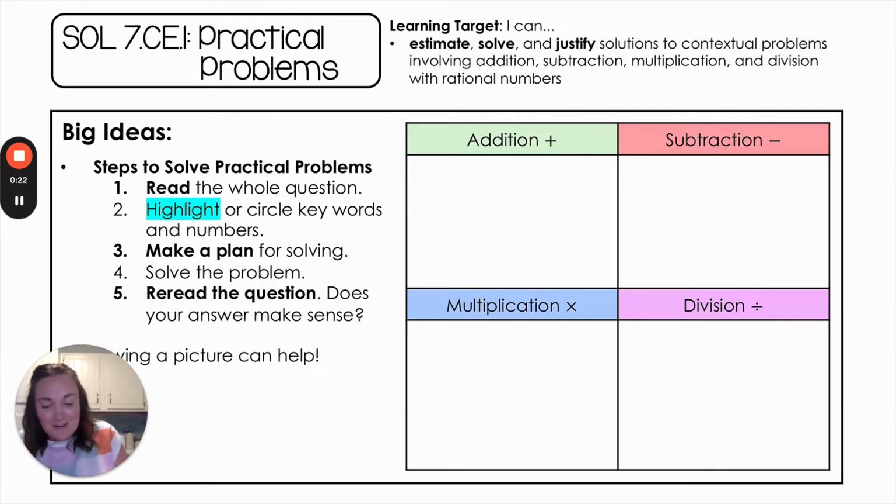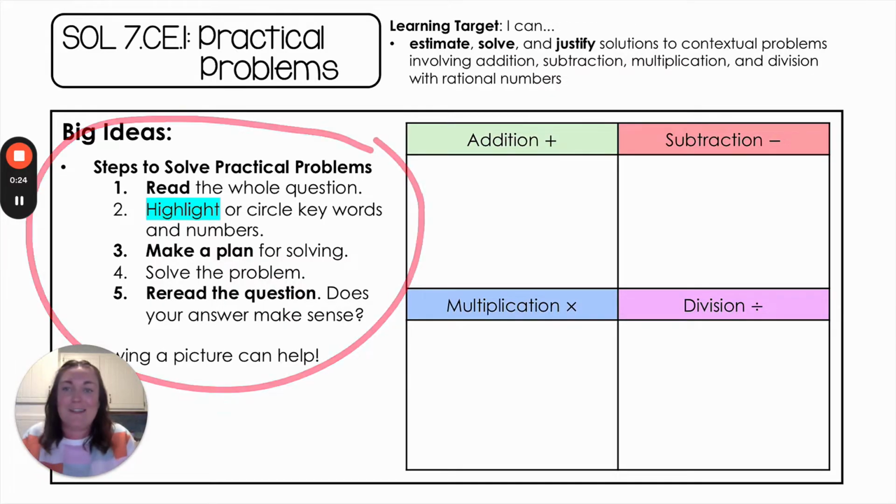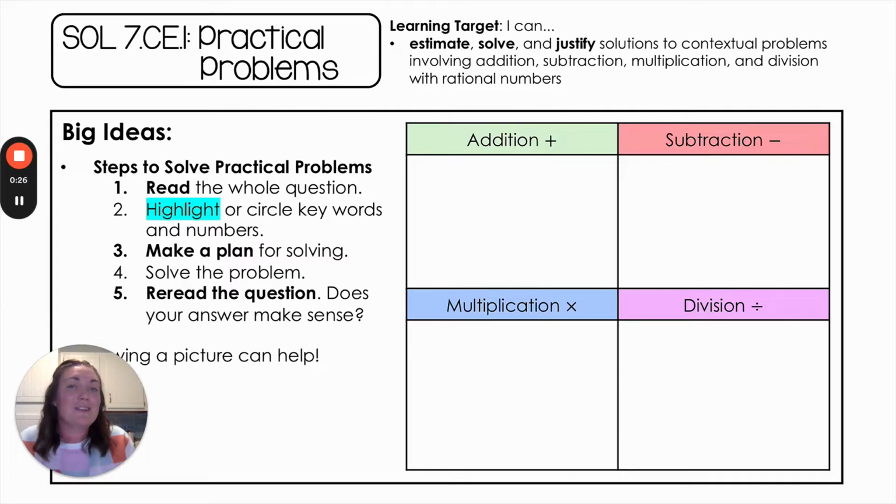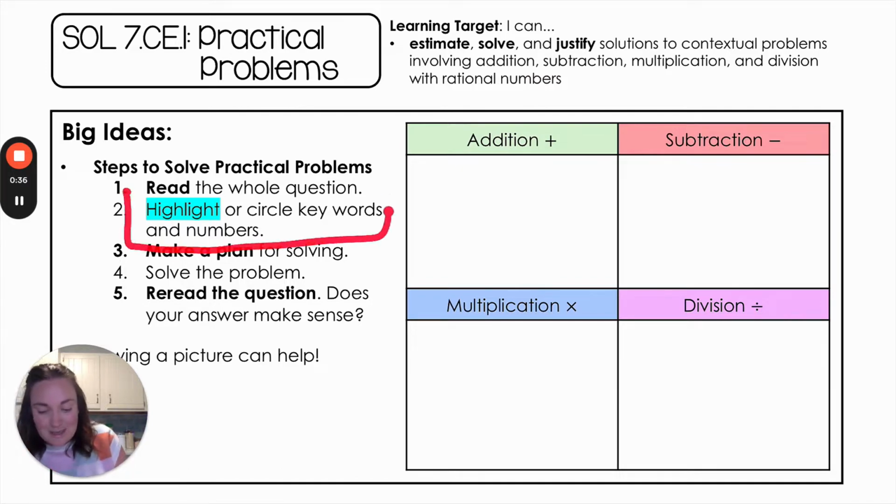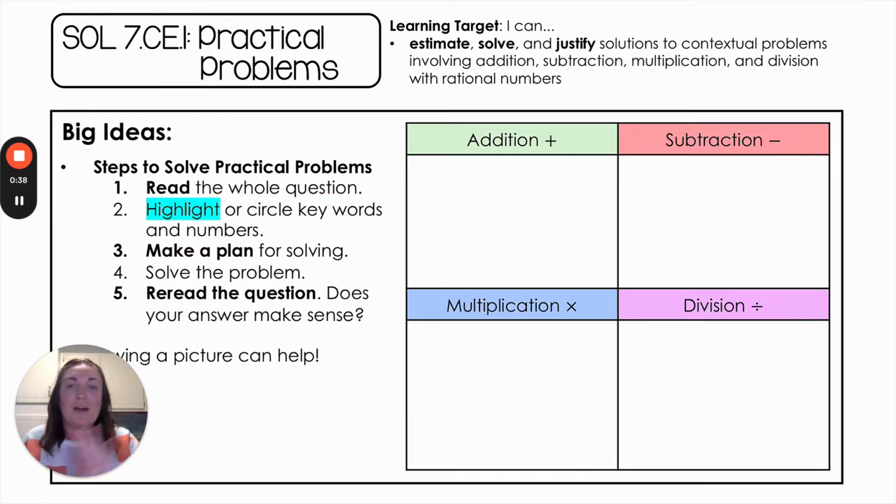So here are the steps that we are going to go through every single time. Number one, we are going to read the whole question all the way through once. We're going to read the whole thing, get all the information, reading it through first. The second thing, we're going to go back and look for some key words and numbers. We're going to talk about some examples of those keywords here in a second, but we really want to think about what the key things are, what we are supposed to be doing, and how we should be doing it. Number three, we're going to take those keywords and turn them into a plan.